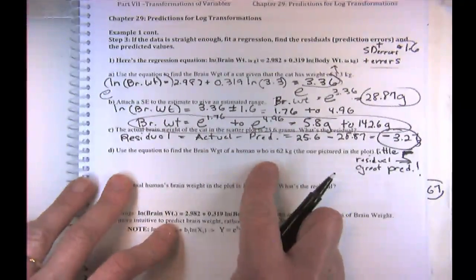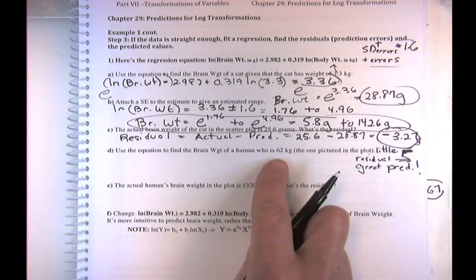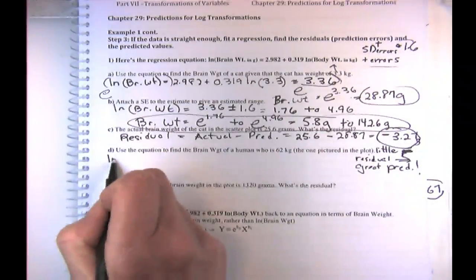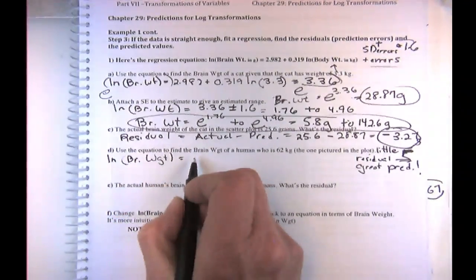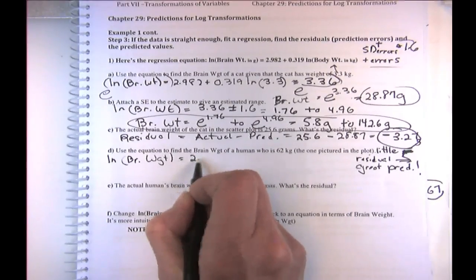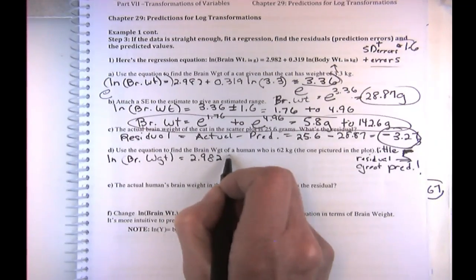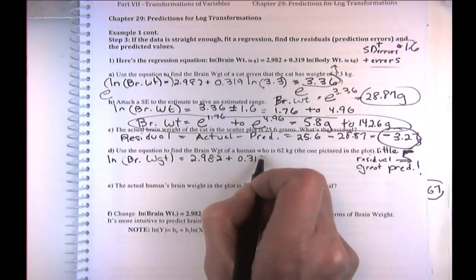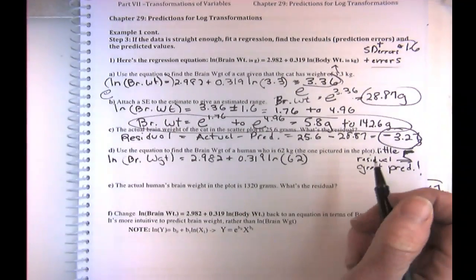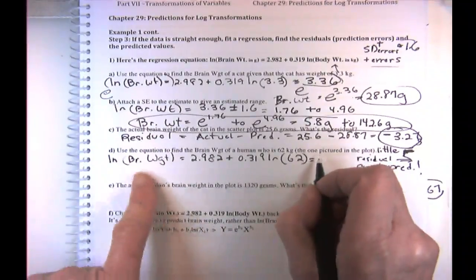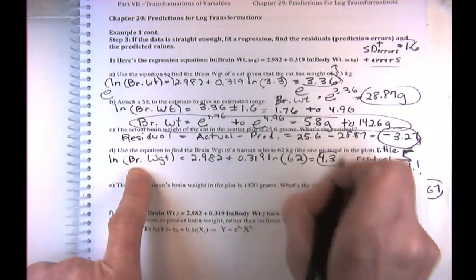So now we'll do the same thing for the human. The human is 62 kilograms body weight in the plot. And so we'll just do the same thing. So we'll say the log of his brain weight for the human is what? You just plug in 2.982 plus 0.319 times the log of 62. Okay, and I did that, and the log of the brain weight is 4.3. Let's see if that looks right.